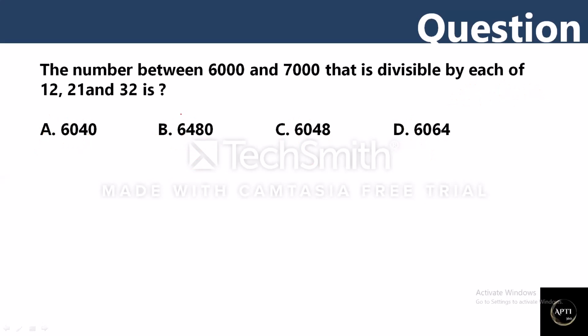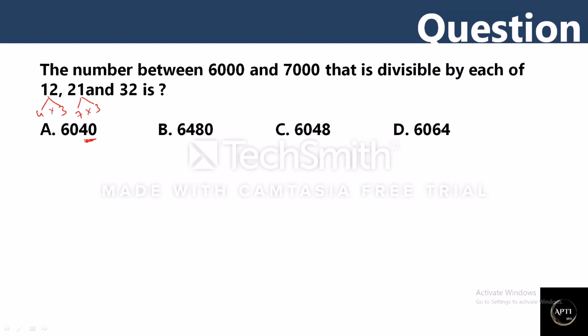The number between 6,000 and 7,000 that is divisible by each of 12, 21 and 32. Now what is the divisibility rule of 12? The divisibility rule of 12 means it should satisfy with 4 and 3. What is the divisibility rule of 21? It should satisfy with 7 and 3. So we'll cross check with 4 first. What is the divisibility rule of 4? Last two numbers should be divisible by 4.